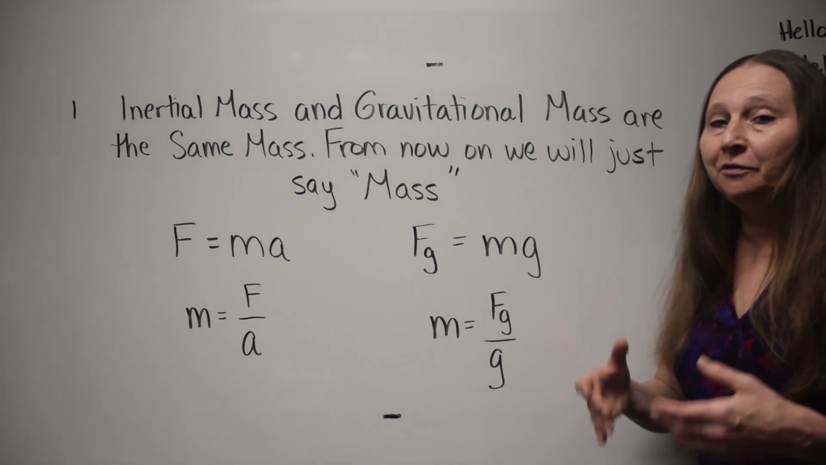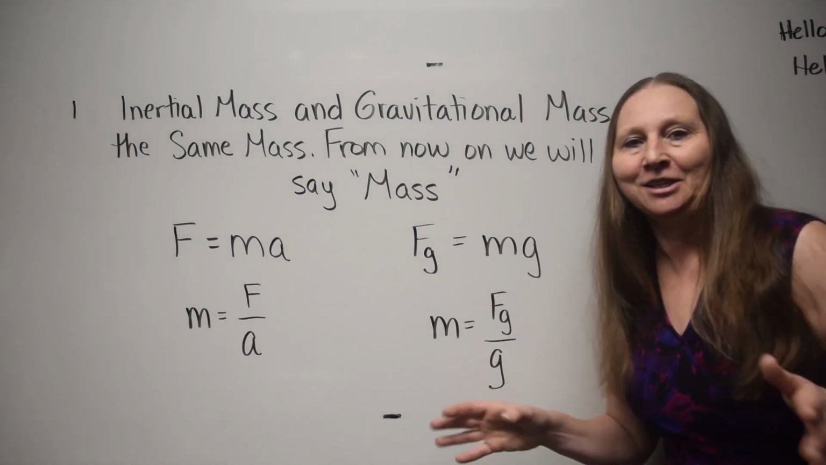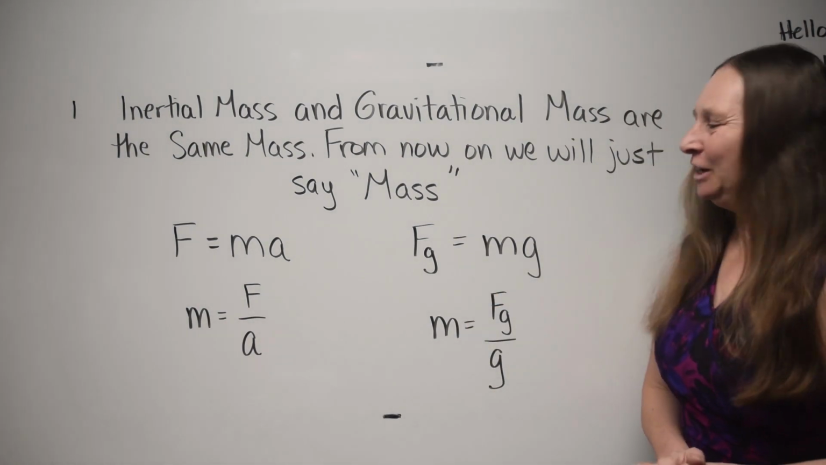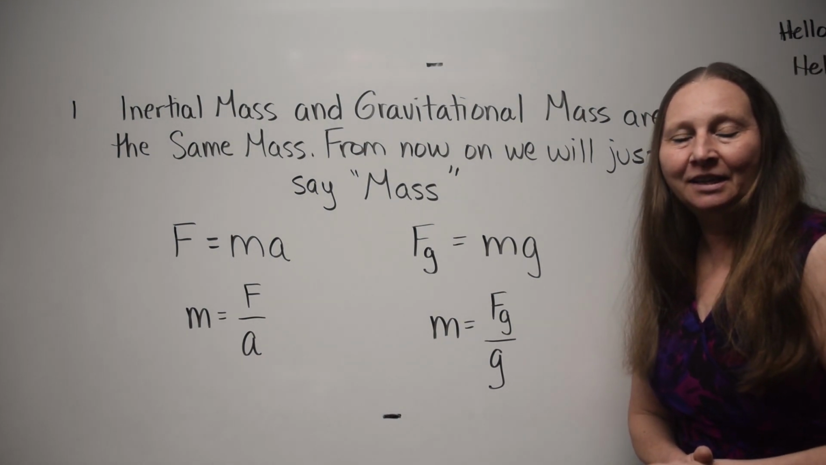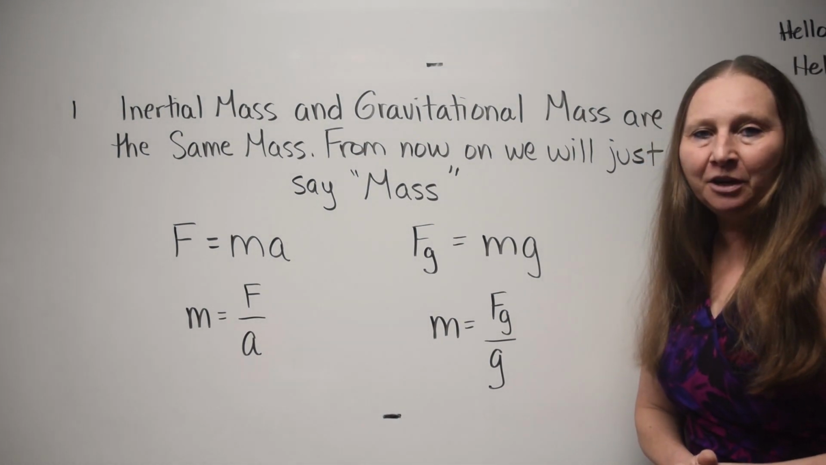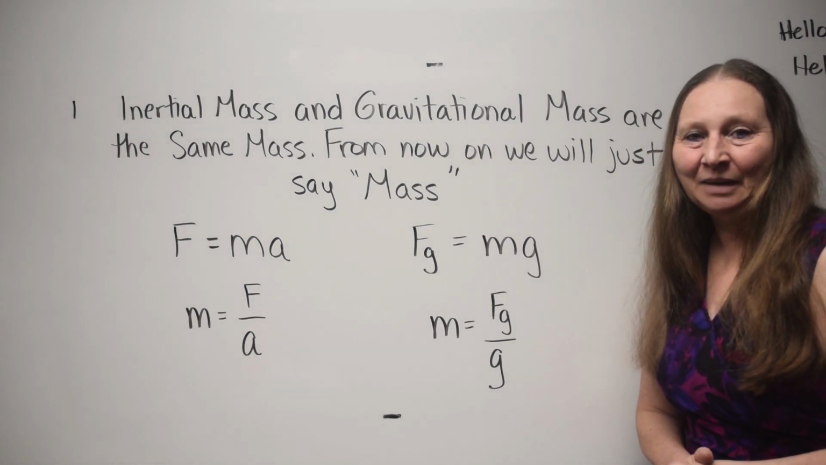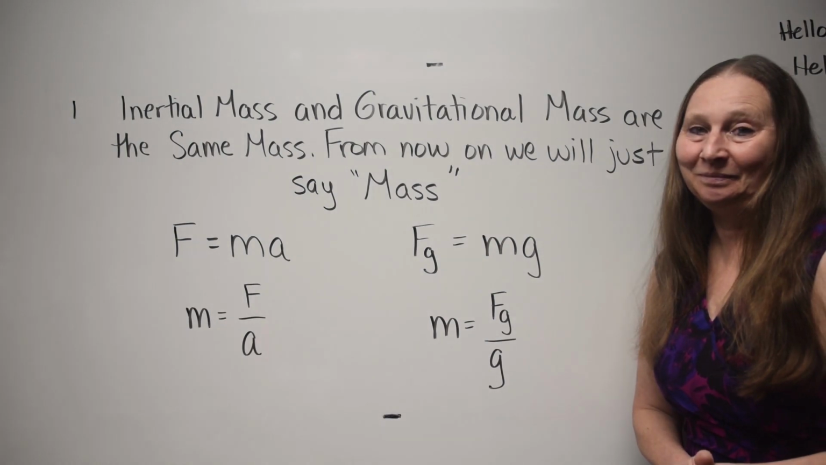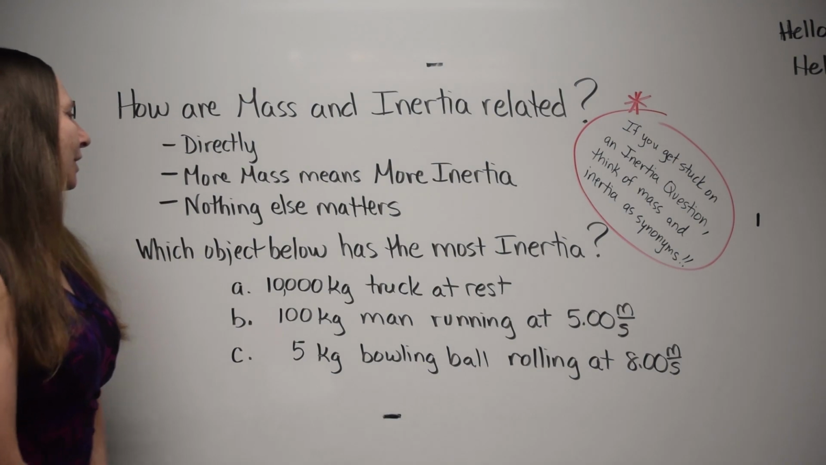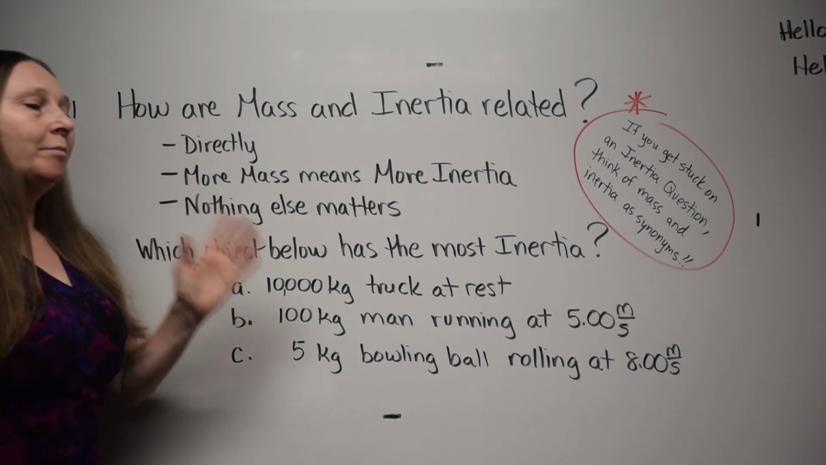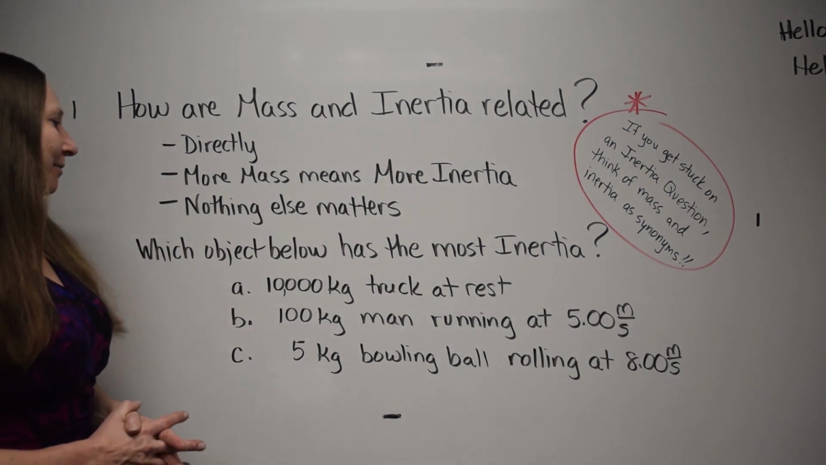So for the rest of the year, for the rest of the course, for the rest of eternity, we're just going to say mass. But it's nice that you understand that there are 2 different ways that a physicist can figure out how much the mass is and get the same answer. So how are mass and inertia related? Well, for starters, more mass means more inertia. You could say that they're directly related.